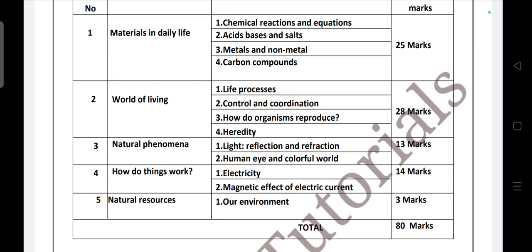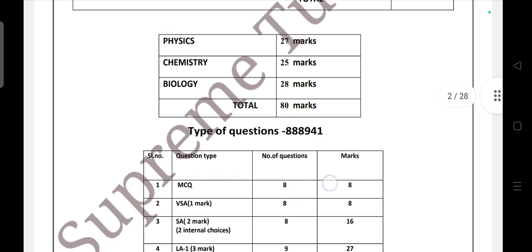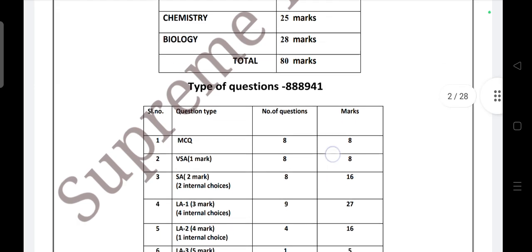Then light reflection and refraction, the human eye and the colourful world, that is 13 marks. Electricity and magnetic effects of electric current, 14 marks. And our environment, 3 marks. Total 80 marks you will get. Physics 27, chemistry 25, biology 28 marks.